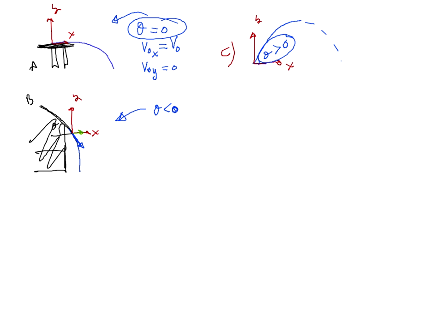We can decompose V naught into V naught x and V naught y. V naught x will still be V naught cosine theta, and even if theta is negative, we don't care, because the cosine of a negative number is the same as the cosine of a positive number, by property of the cosine. But V naught y will now become negative sine theta.